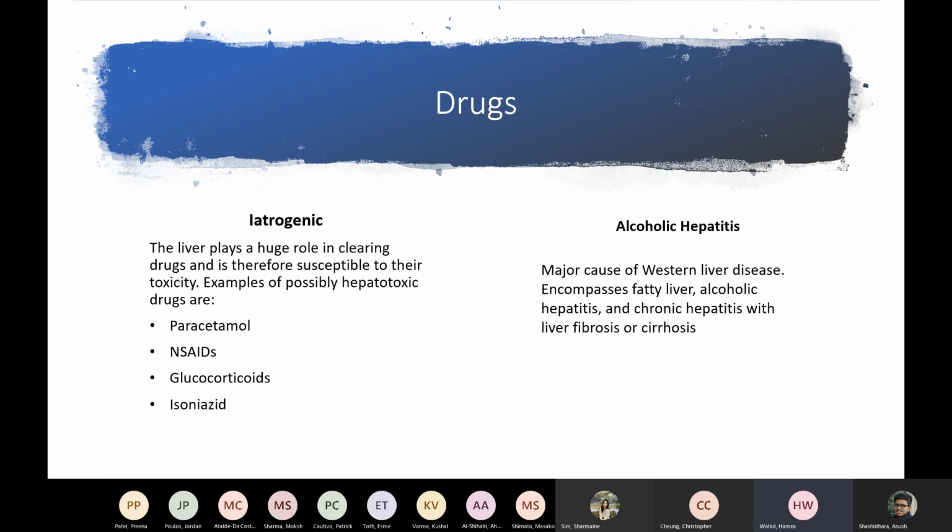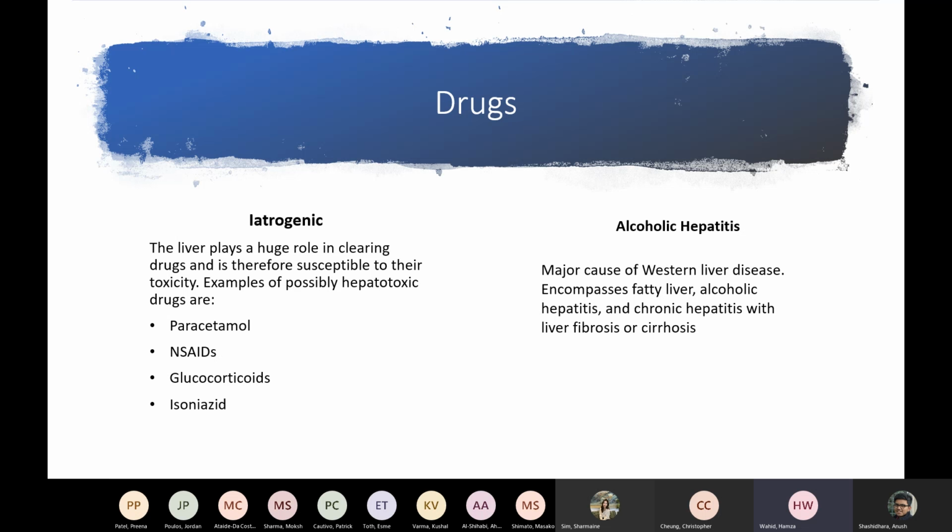Drugs can cause liver damage. Unsurprising. One of them is alcohol, like alcoholic hepatitis, a big cause of Western liver disease. And then iatrogenic. Lots of drugs are hepatotoxic because the liver plays such a big role in clearing drugs. That will include paracetamol, NSAIDs, glucocorticoids, as well as lots and lots of others. I think there's like 900 drugs that have been implicated with some level of hepatotoxicity. So that's a bunch of different causes of liver damage.